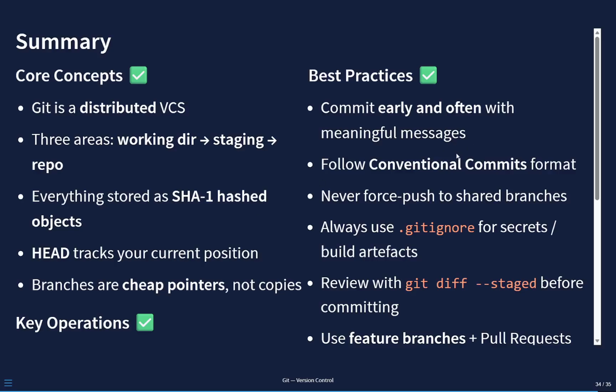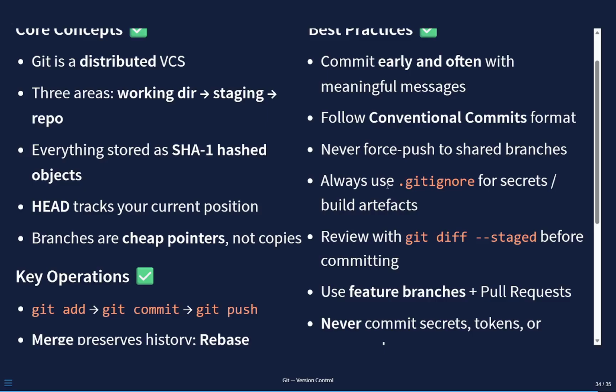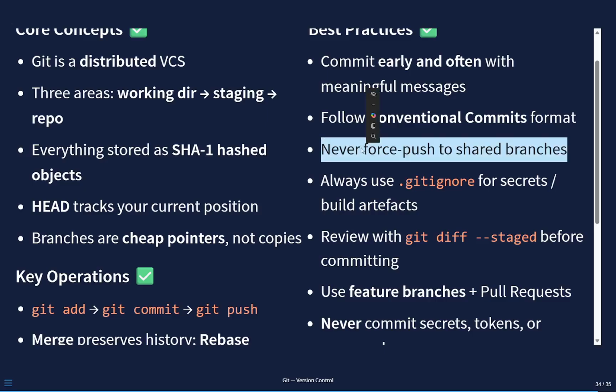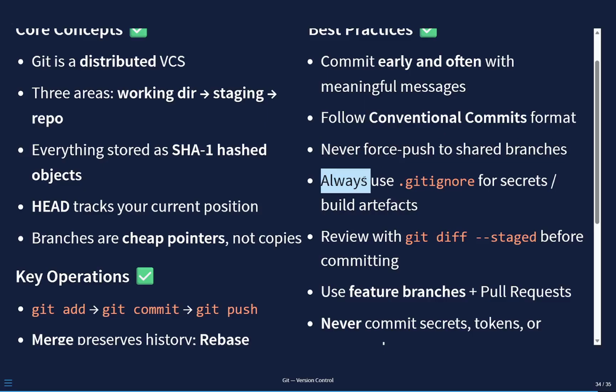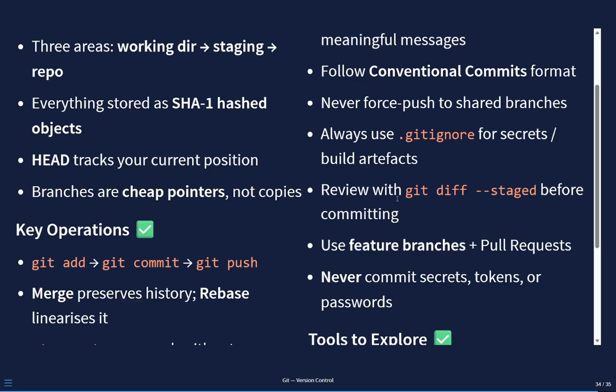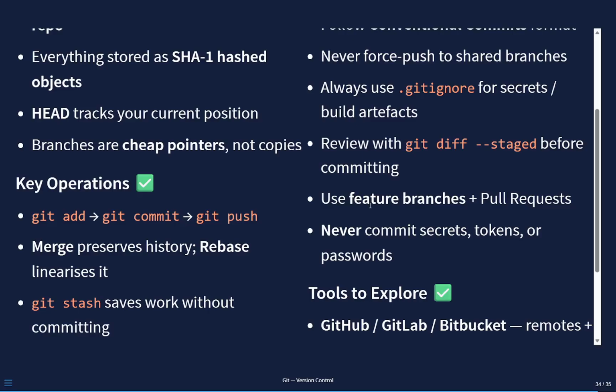Best practices. Commit early and often, with meaningful, structured messages. Follow conventional commits so your history is parsable by both humans and tools. Never force push to shared branches. Maintain a comprehensive .gitignore, especially protecting secrets. Always review git diff --staged before committing. Use feature branches and pull requests for any teamwork. And absolutely never commit API keys, passwords, or tokens, ever.